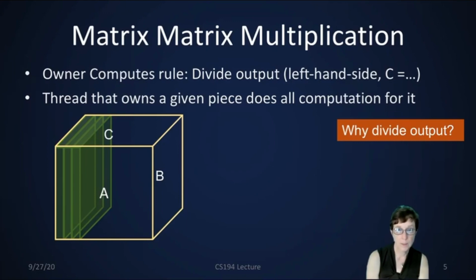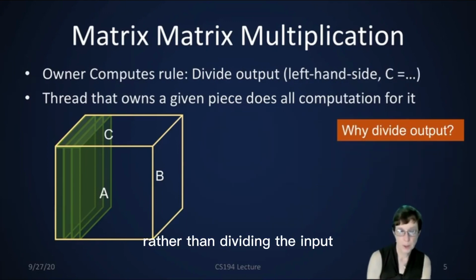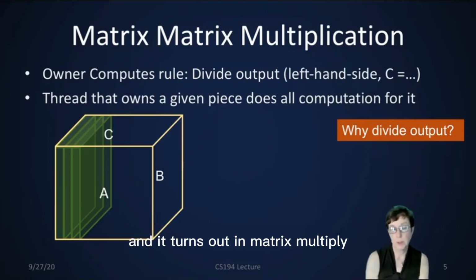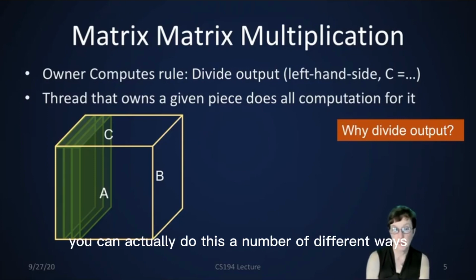Okay, and why do we, by the way, why do we divide the output rather than dividing the input? And it turns out in matrix multiply, you can actually do this in a number of different ways.